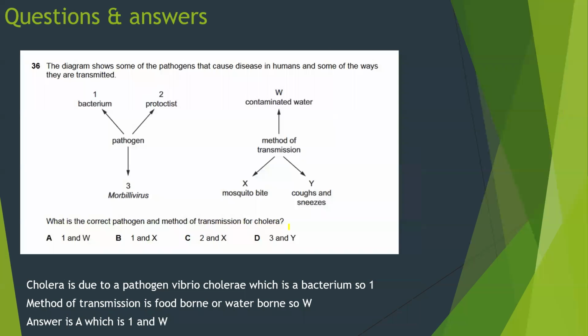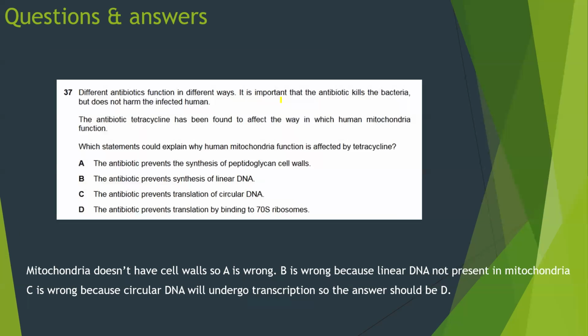So let's cover some questions and answers to test our knowledge on this chapter. The diagram shows some pathogens that cause disease and some of the methods of transmission. So we have pathogen here, bacterium, protoctist, morbillivirus, and method of transmission, contaminated mosquito bite, coughs and sneezes. They're asking what is the correct pathogen and method of transmission for cholera. As we just discussed, cholera is spread by Vibrio cholerae, which is a bacterium, and usually by foodborne or waterborne transmission. So the answer should be 1. So the answer is A.